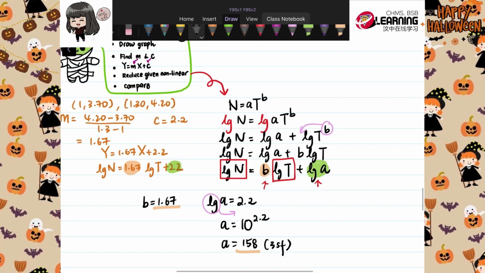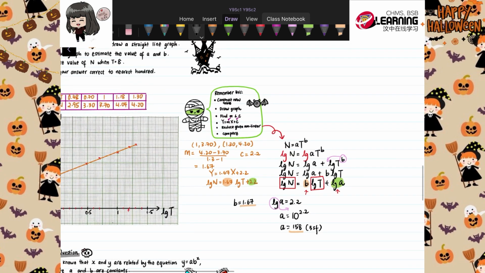Okay, and if your answer is different from mine, it all depends on what values you are using, because if you use different points for the gradient, you will get a different gradient, but it is not much different from 1.67. It's somewhere around 1 to 2. And this range of A will be somewhere around 150 to 200. This is a range of answers, as I said, depending on your graph and the gradient that you found. But if it's off too much, then it's considered wrong. Okay, so I've answered part 2.